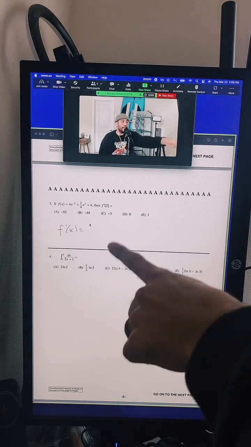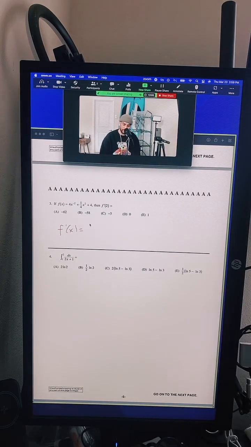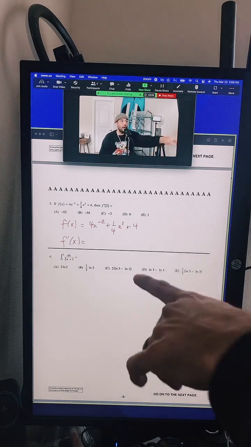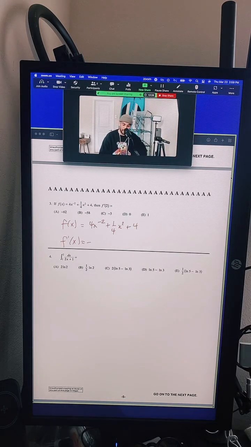If you're very careful here, let me rewrite the function just because it looks a little small on the screen. There we go. So it looks like this. F of x is equal to 4x to the negative 2 power plus 1/4 x squared plus 4. Now we're going to go ahead and take the derivative. So all we're doing is implementing the power rule for this. We're going to bring the power down. This is going to be negative 8x to the negative 3 plus 1/2 x.